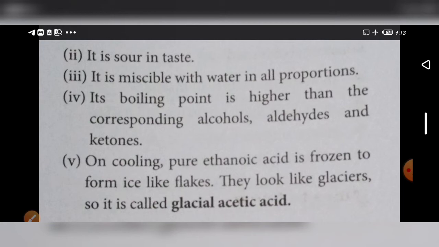Okay, on cooling, pure ethanoic acid freezes to form ice-like flakes. You know very well, in the Arctic side, the ice is present as a glacier, that is, layer by layer. That form of acetic acid is known as glacial acetic acid. It is the pure form.